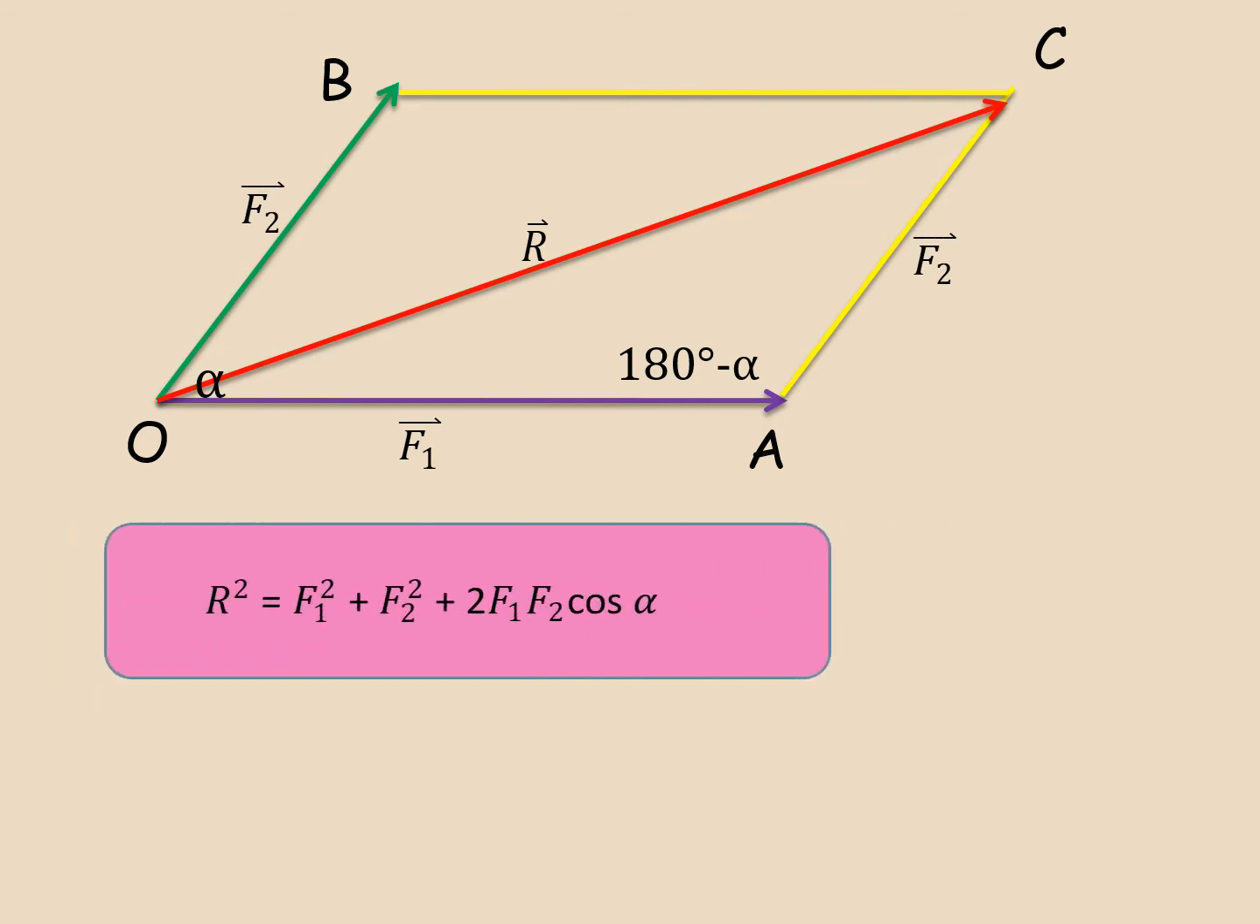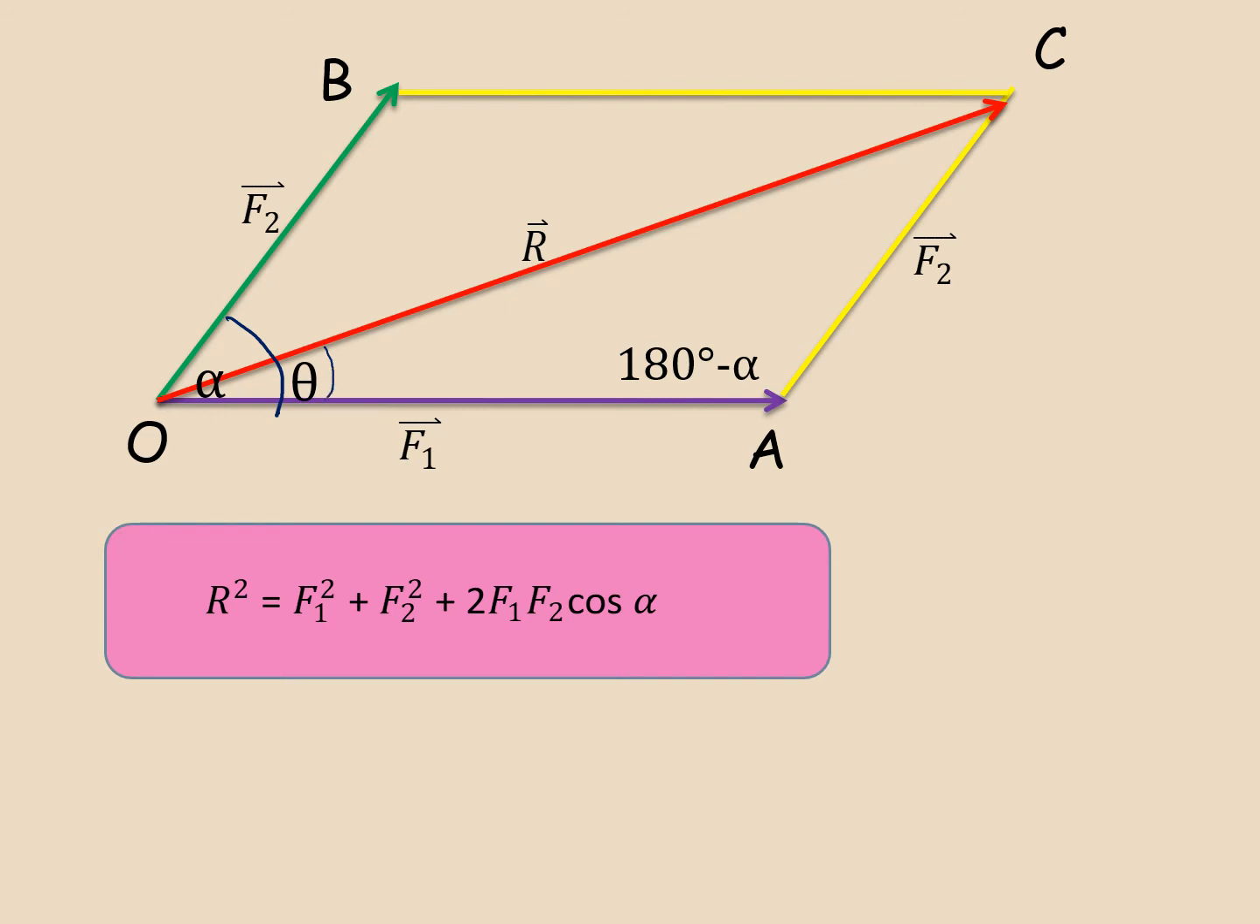So by using the cosine law, you will find R power 2 equals F1 power 2 plus F2 power 2 plus 2 F1 F2 cosine alpha. This is to find the resultant of two forces according to F1 and F2, and alpha, the included angle between the two forces.